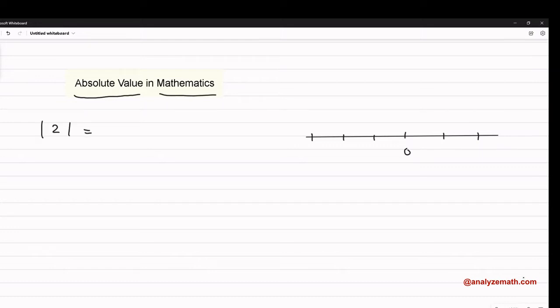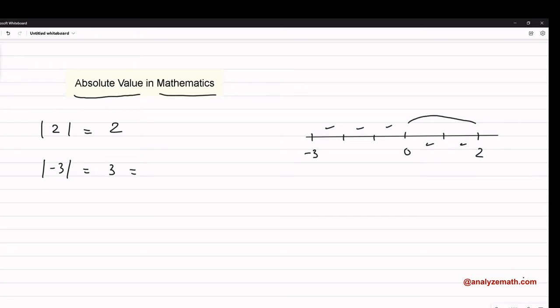First we define what is the absolute value of 2. It's the distance from 0 to 2. And when we look at the distance, we have 2 units. Now let's look at the absolute value of negative 3. When we look at the distance from 0 to negative 3, we have 1, 2, 3 units. Now this is 3 units.